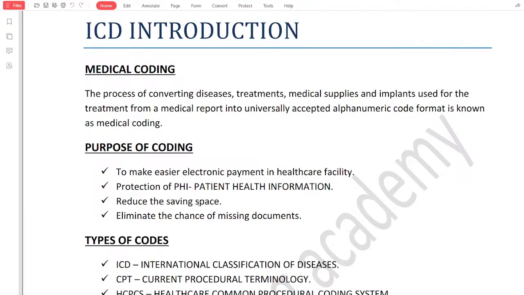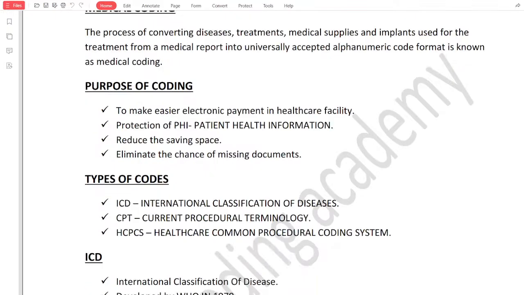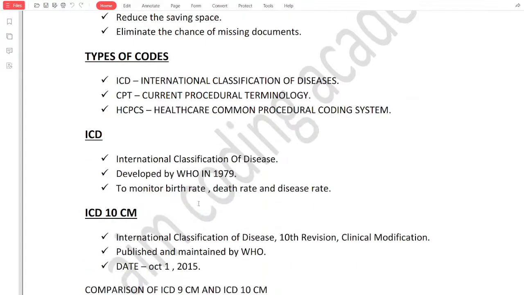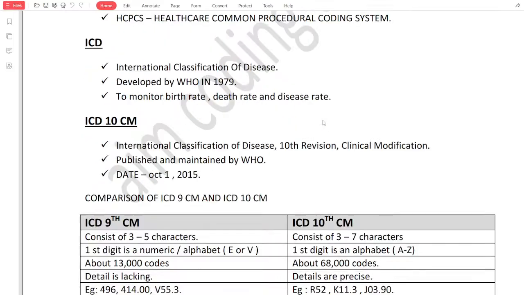Next is types of codes in medical coding. I already uploaded this: ICD, CPT, HCPCS. These are the three types of codes: International Classification of Diseases, Current Procedural Terminology, and Healthcare Common Procedural Coding System. So these are the basic codes in medical coding. Let us discuss ICD.